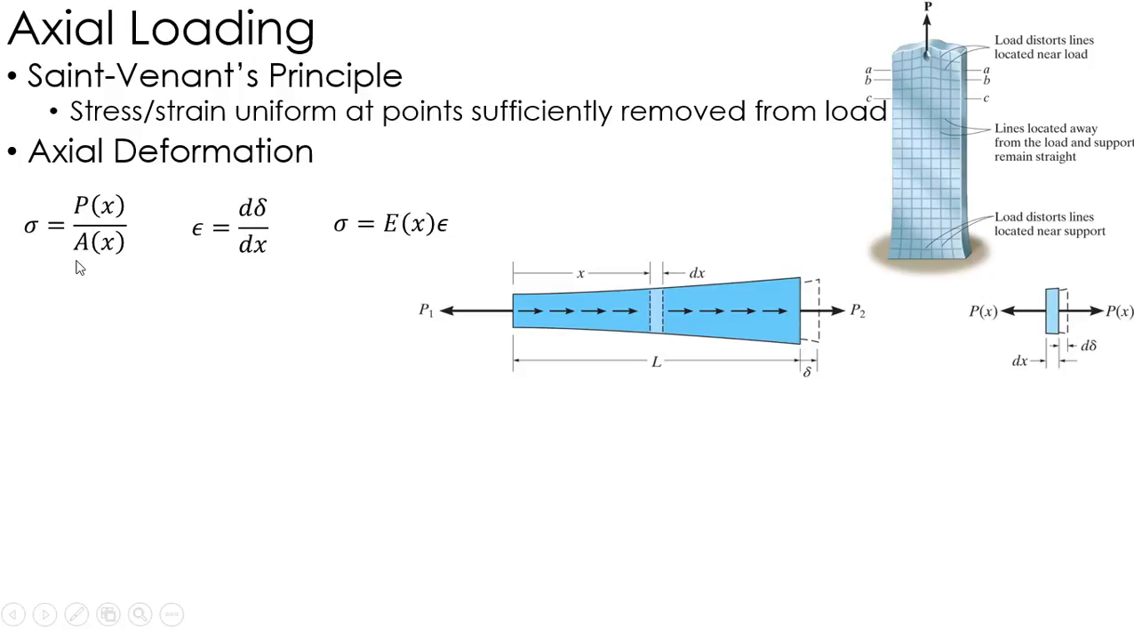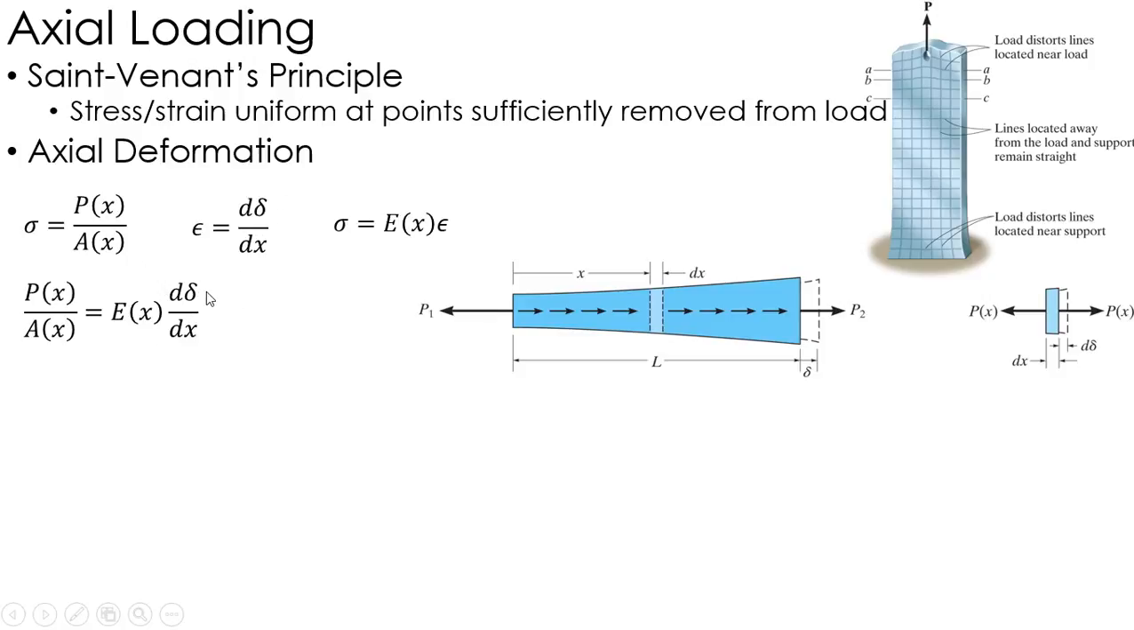My stress is force over area, and both the force and area are a function of x in this situation. I also have my strain, which is the change in length over the original length of my infinitesimal, so it would be d delta over dx. You'll remember Hooke's law states that my stress equals the modulus of elasticity, or Young's modulus, which could also change as a function of x if I've got different materials. Usually that's constant for what we're looking at, but a lot of times it does change as a function of x, times that strain.